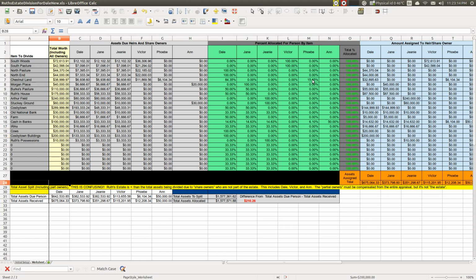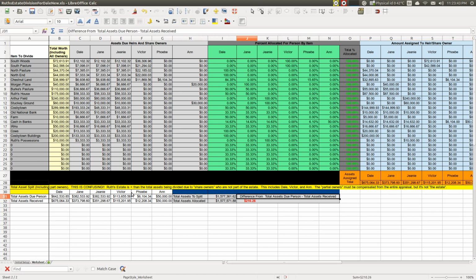So down here, you can see all the stuff you got joint ownership, you get credit for it. You get this much money coming out of you, out of this big pot, not out of Ruth's estate, but out of the big pot of the appraised values. And this is how much Jeannie's got coming to her. That's how much Jane's got coming to her, Victor, Phoebe, and Ann.